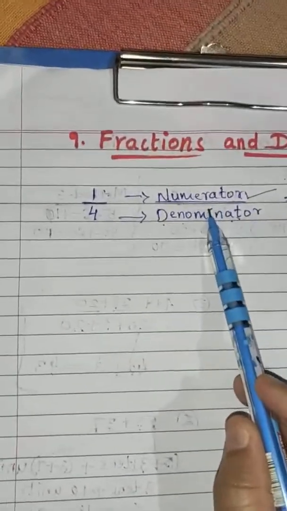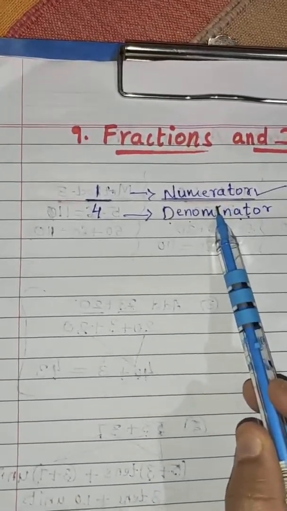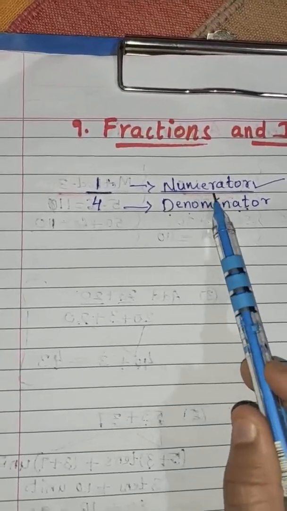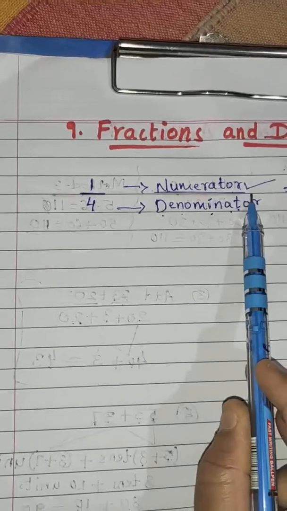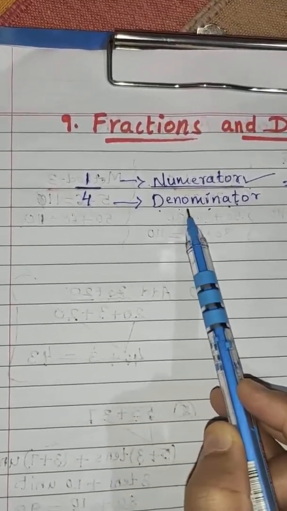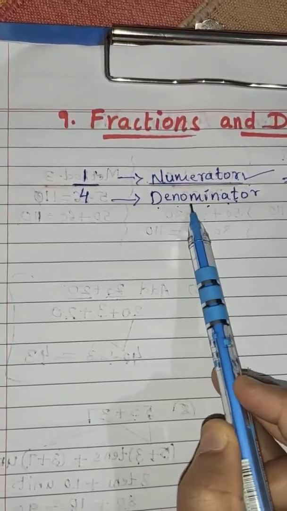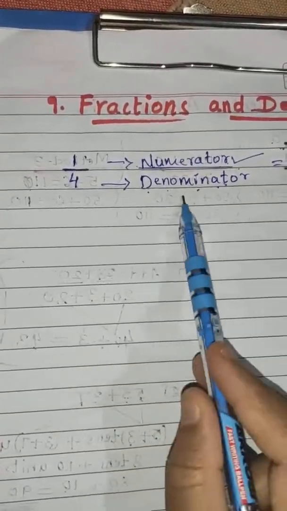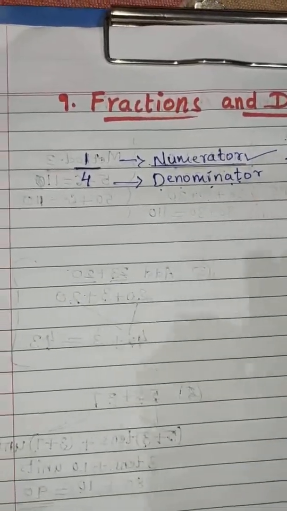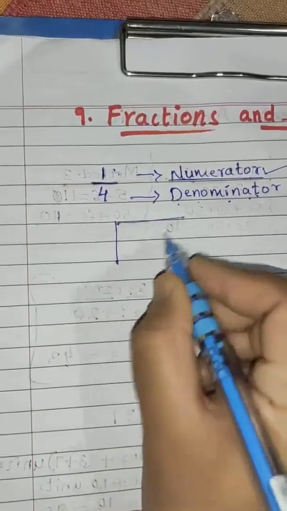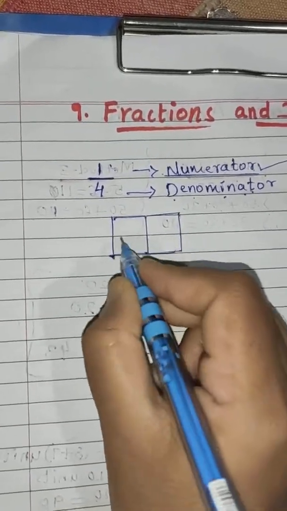So what is numerator? The numerator represents the number of equal parts selected or shaded. That is numerator. Yes, you have done it. So next, what is this denominator? Denominator means it is total number of equal parts into which a whole object is divided. So that is called the denominator. So here, let us take one example.